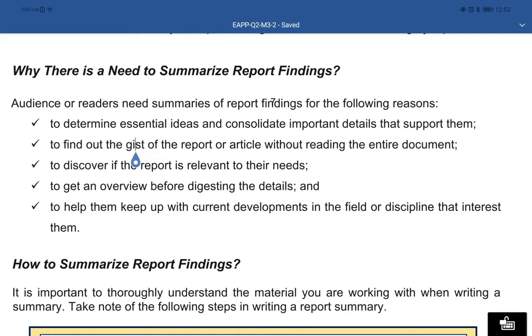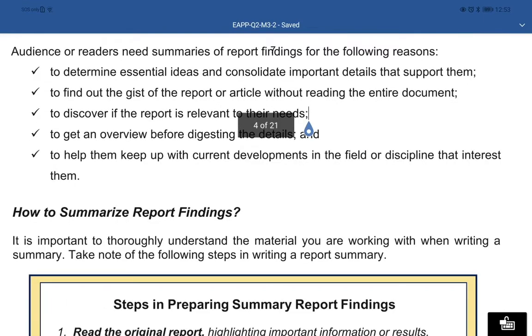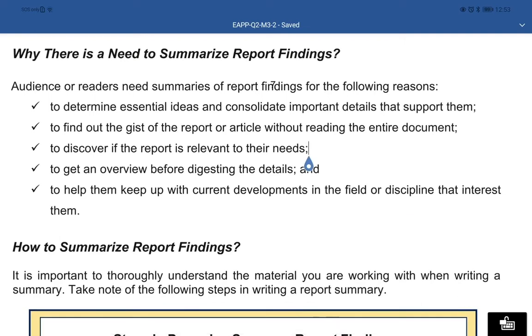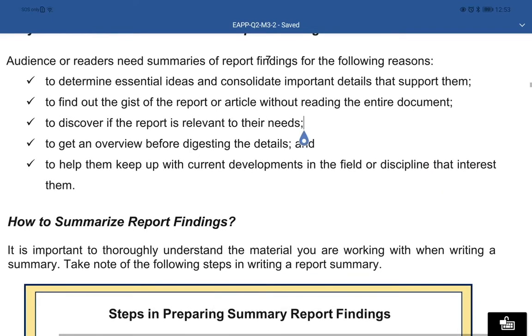Third, to discover if the report is relevant to their needs. Syempre, 'di ba? If without the summary, they will have to read the whole report and it's a waste of time kung binasa nila yung buong report mo and in the end, realize nila na hindi naman pala nila yun magagamit, 'di ba? Okay? Fourth, to get an overview before digesting the details.